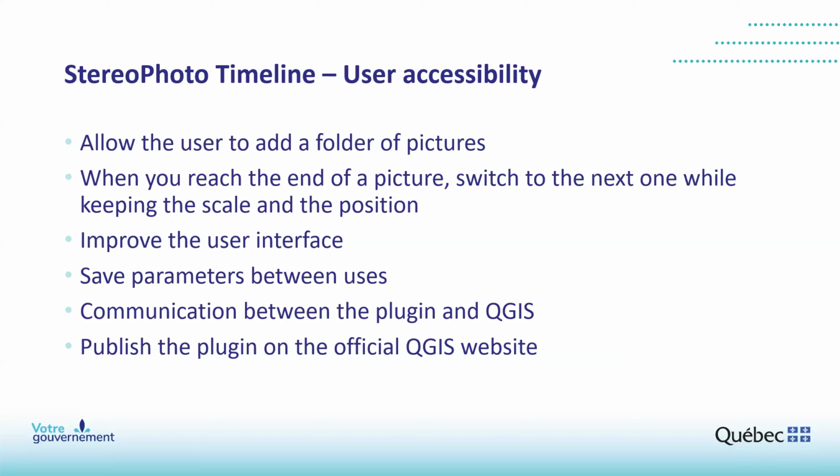Another important feature is the communication between the plugin and QGIS. The plugin Stereo Photo shares information with QGIS, and QGIS can also send information to the plugin. So it's very essential that both keep talking with each other to share valuable information while the user is photo interpreting the picture.